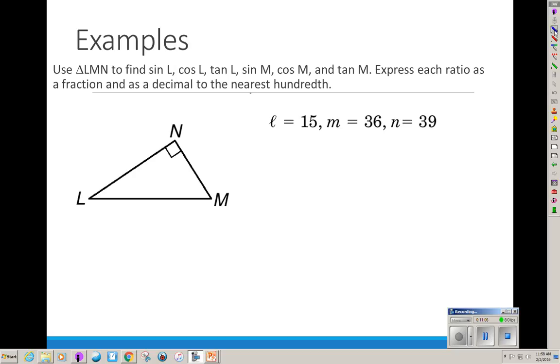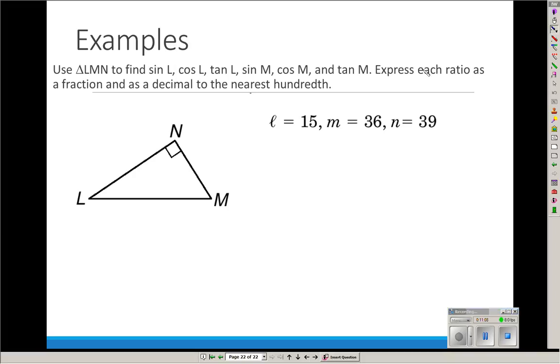Now if we want to do the same thing where angle M is the angle of perspective, we'll answer these. So now theta is at M. Across from angle M is opposite. Across from the right angle is the hypotenuse. And the leg next to angle M is adjacent.